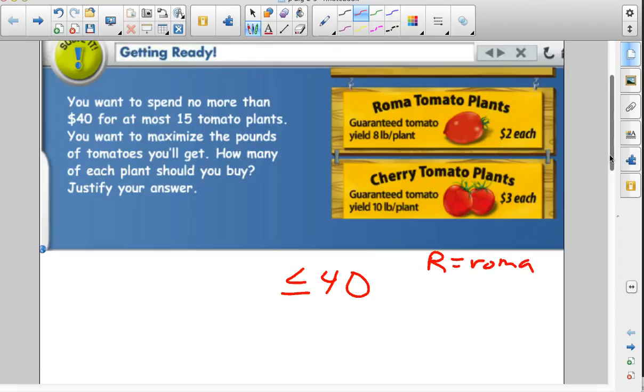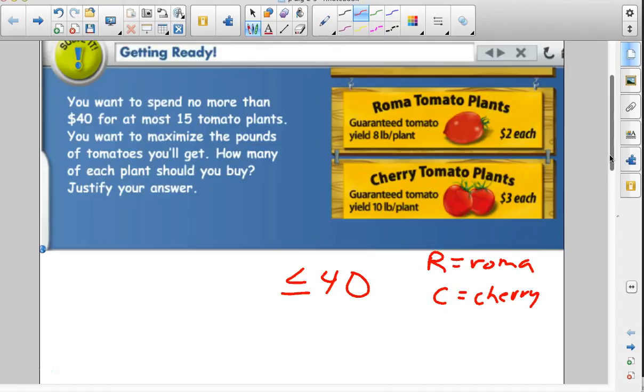A capital R for the Roma plants, and then maybe just a capital C for the cherry tomato plants, because those are the two kinds that we're looking at. So now I start thinking, that was money. And I know when I set up my equations, I need to have my entire equation about one topic. So I look up here and I think, well, what do I know about money?